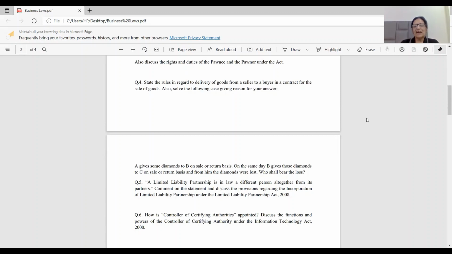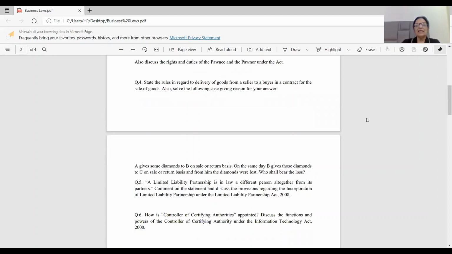Because risk always follows ownership as per section 26. Whosoever is the owner at the time of destruction of goods has to bear the loss of destruction of goods. So here the loss has to be borne by B because he is the owner of the diamond, given the implied acceptance on his part when he gave that diamond to C on sale or return basis.